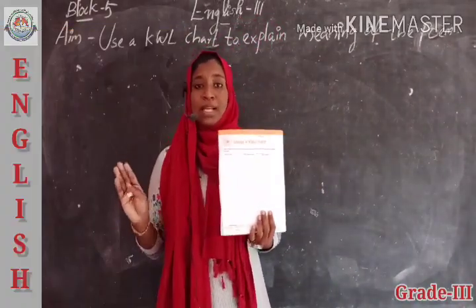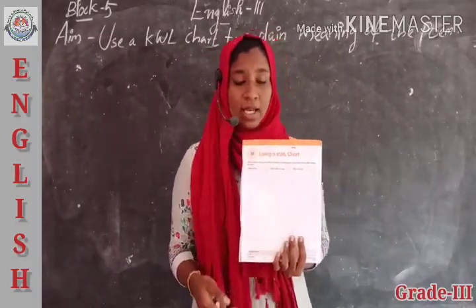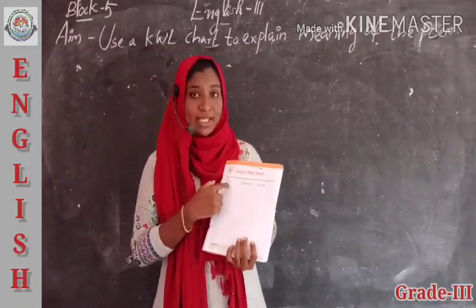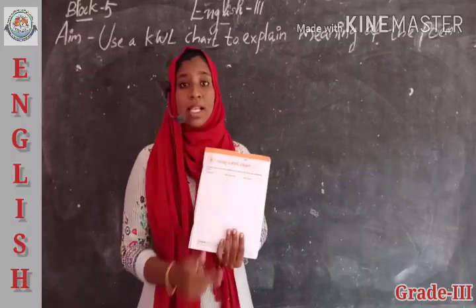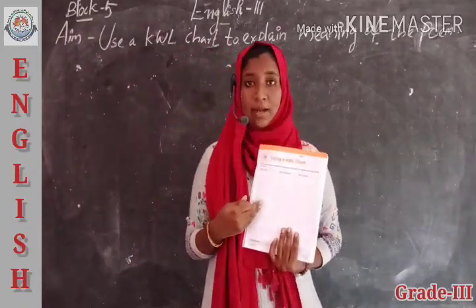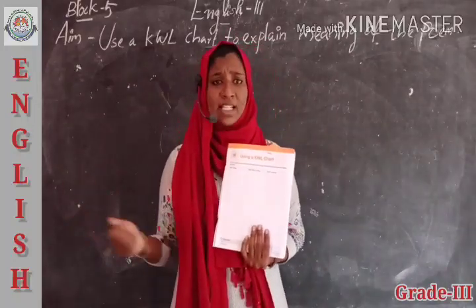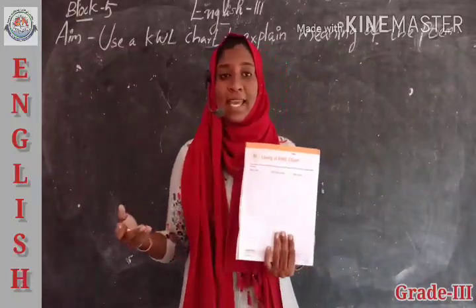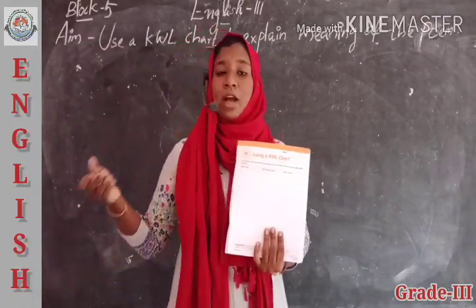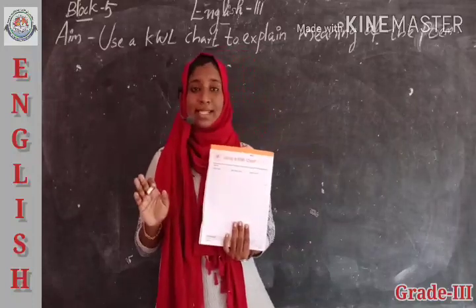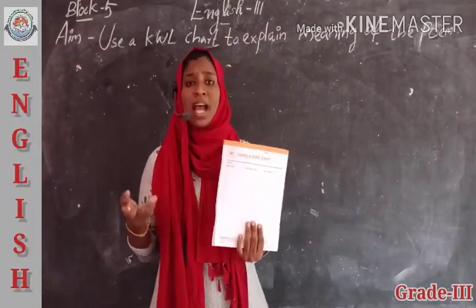Yes, a KWL chart is a chart which contains 3 columns. Here we can see what I know, what I want to know, what I have learned. These are the 3 columns. And do you know what KWL stands for? So please say, what does KWL stand for? Yes, we already said that a KWL chart is a chart with 3 columns and K stands for what I know.